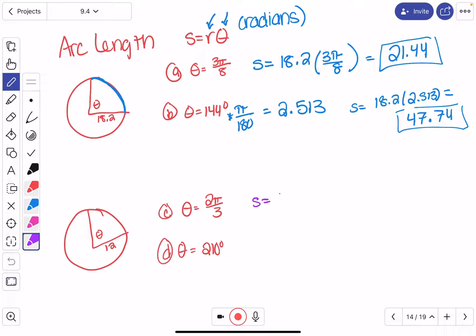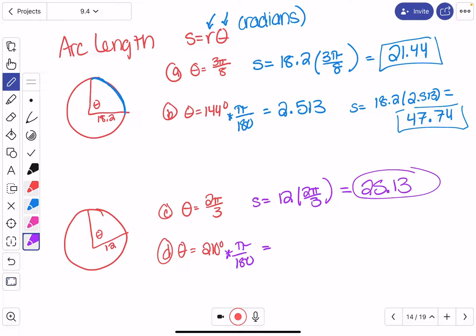So, radius is 12. 12 times 2 pi over 3 gives us 25.13. 210 degrees, we have to turn into radians first. So if we do that, we get 3.665. And then we multiply our radius by our degree in radians, and we get 43.98.